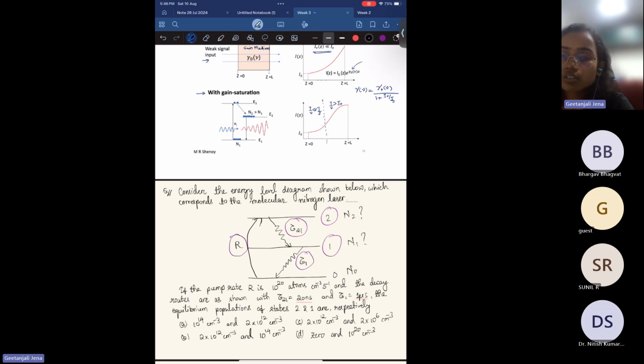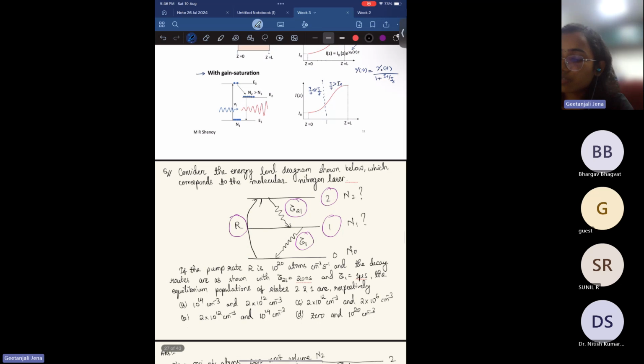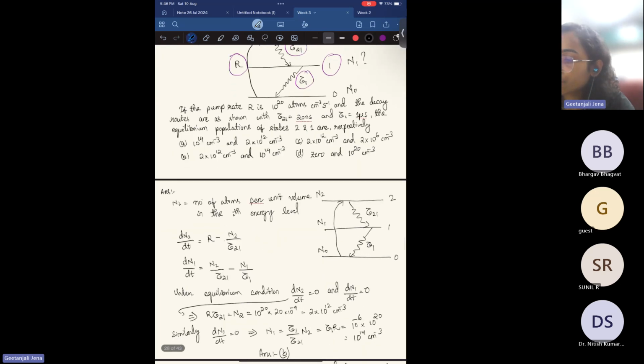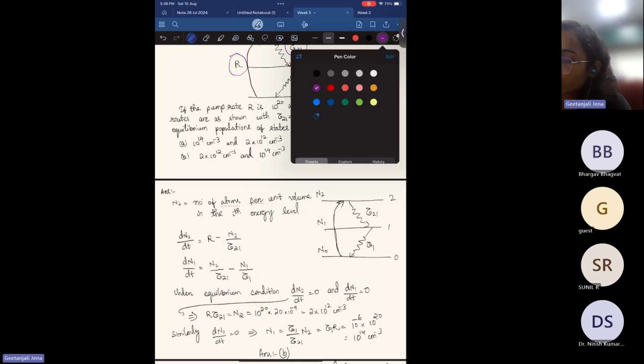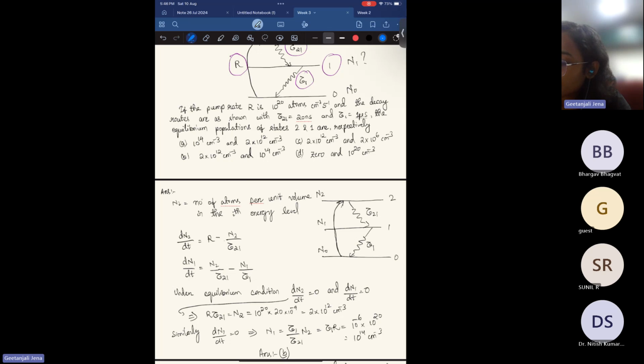To solve this problem, you can use the condition of equilibrium. So at equilibrium, the rates are zero, like dN2 by dt is zero and dN1 by dt is zero. Let us see the process. There is a stimulated absorption from 0 to 2, and there is an emission which is occurring from 2 to 1 and from 1 to 0.